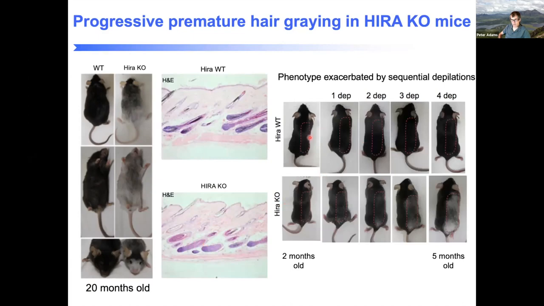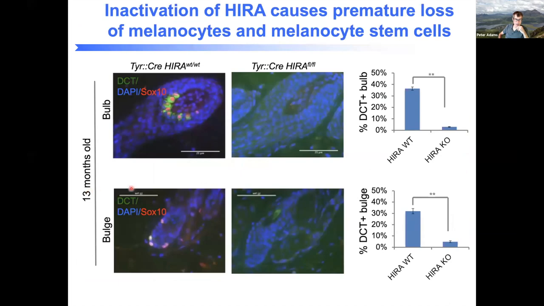And when Farah did this sequential depilation assay, which is basically a kind of repetitive waxing protocol, you basically strip the hair out of the follicles on half of the mouse, and you're challenging the hair follicles to regenerate, and therefore the melanocyte stem cells to regenerate the pigment. And you can see that over a few cycles of that, the knockout melanocyte stem cells are very much impaired in their ability to regenerate the pigment. So this is typically taken to be an indication of a defect in the melanocyte stem cells. And confirming that, Farah could show that as the mice age, there is a depletion of the melanocytes themselves in the knockout, and also a marked depletion of the melanocyte stem cells within the bulge of the hair follicle.